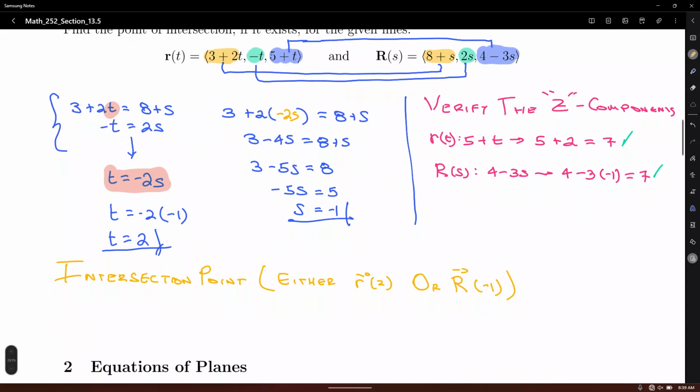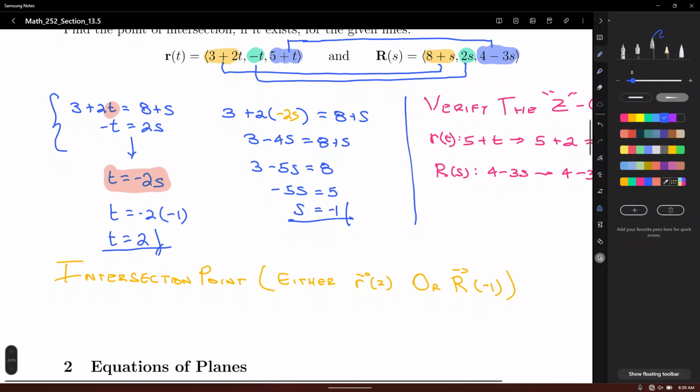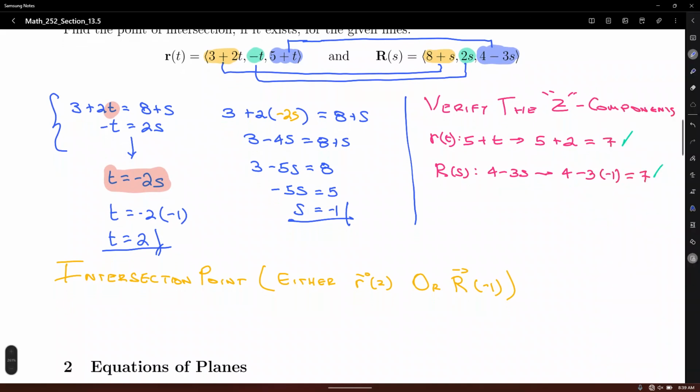So that's going to give us, well, I'm going to do little r of 2. So that is 3 plus 2 times 2, and -2, and lastly 5 plus 2. That's going to give us the following: 3 plus 4, that equals 7, and then -2, comma 7.